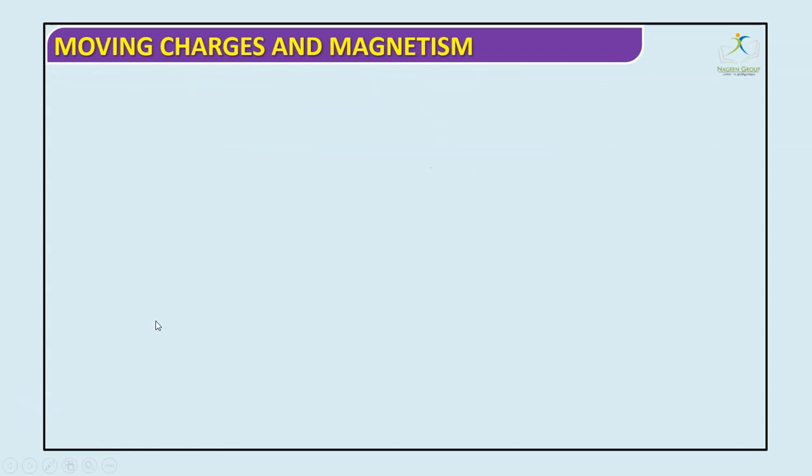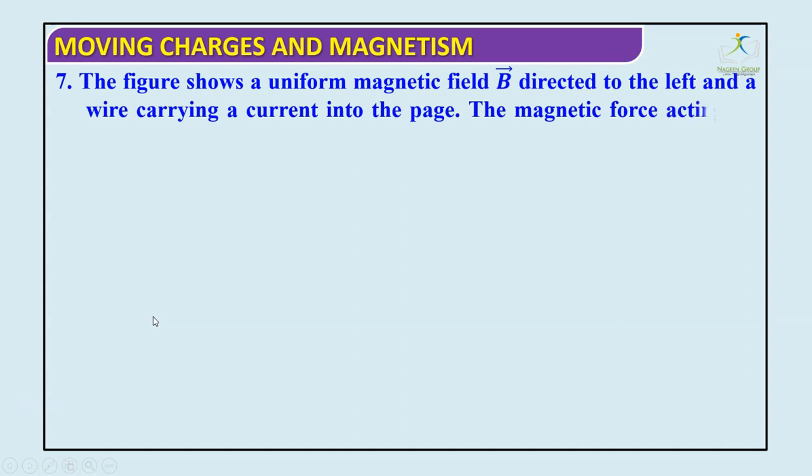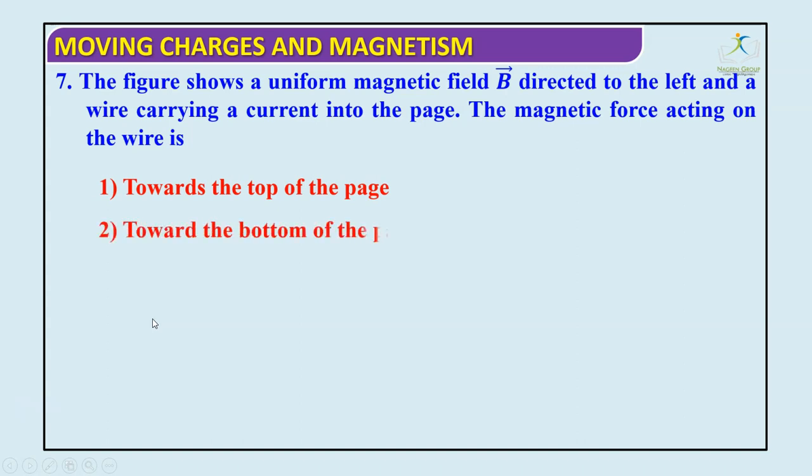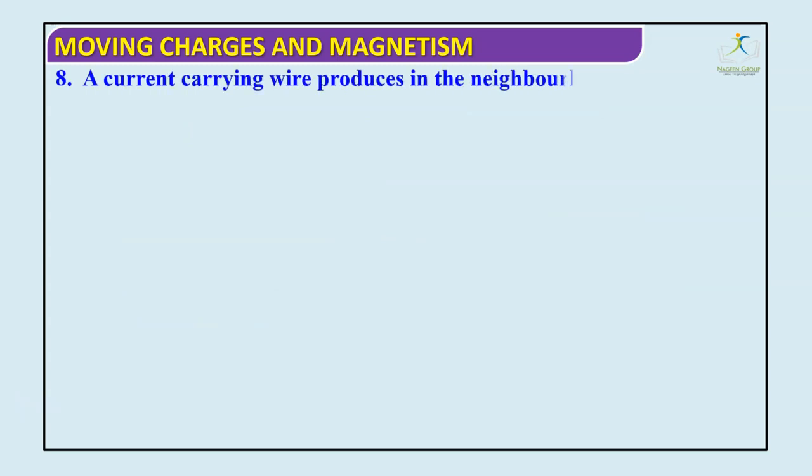Moving ahead, next question we have: the figure shows a uniform magnetic field B directed to the left and a wire carrying a current into the page. The magnetic force acting on the wire is towards the top of the page, towards the bottom of the page, towards the left, towards the right. So the correct answer for this question is, like this is the diagram, and from this diagram we can easily clear the answer, which is towards the top of the page. Clear?